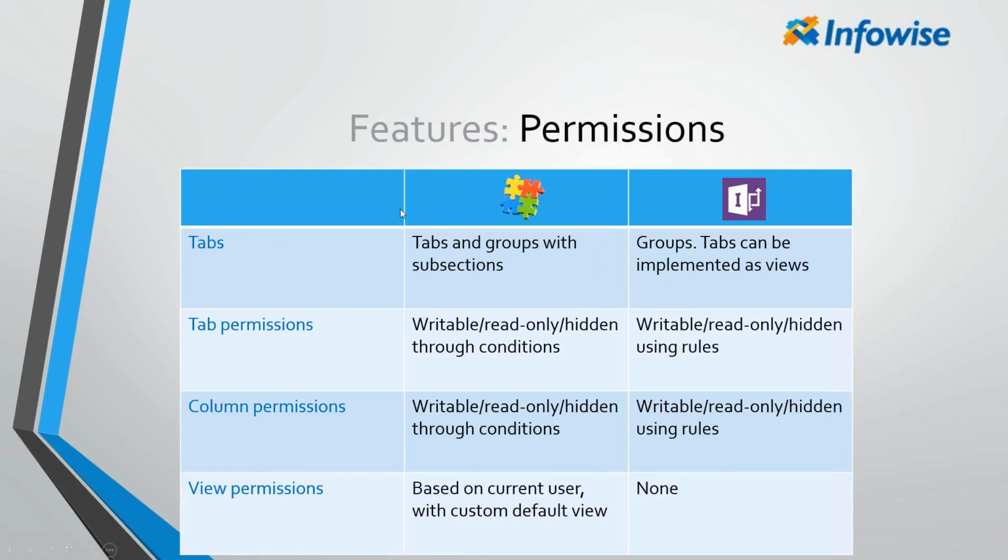With Ultimate Forms, what we do is define the tabs and the groups directly from within the list settings. So it's really easy to do, and we can even subdivide those tabs and groups into subsections, and I will show you in a second.